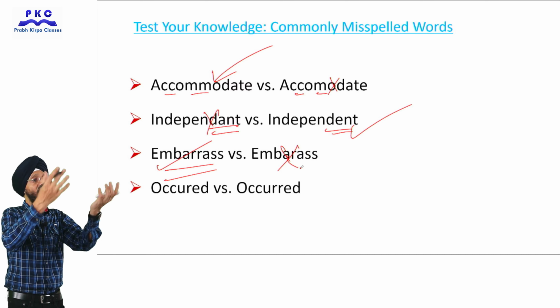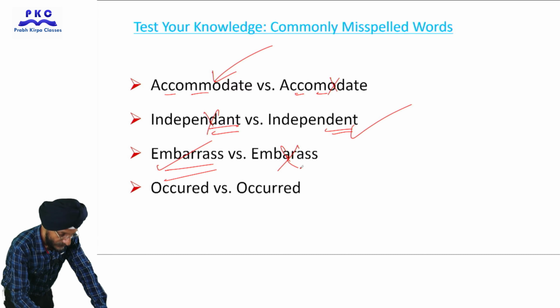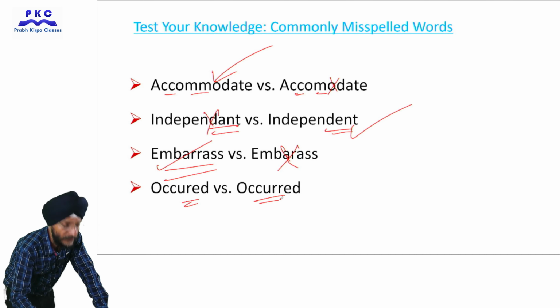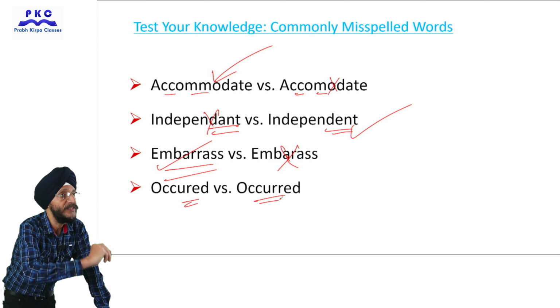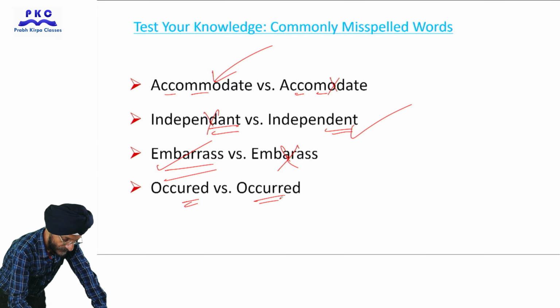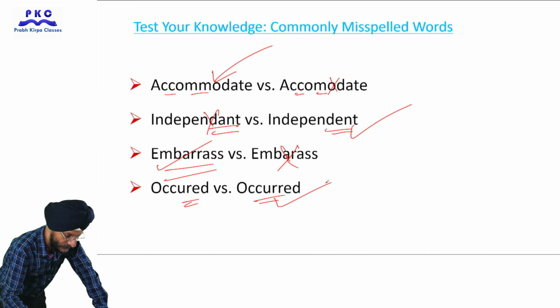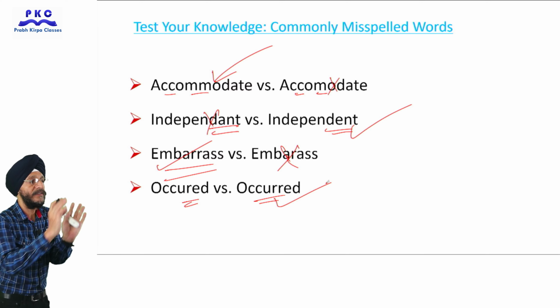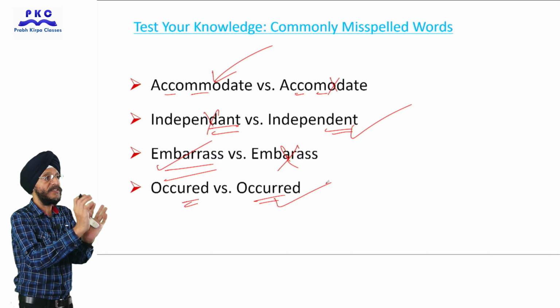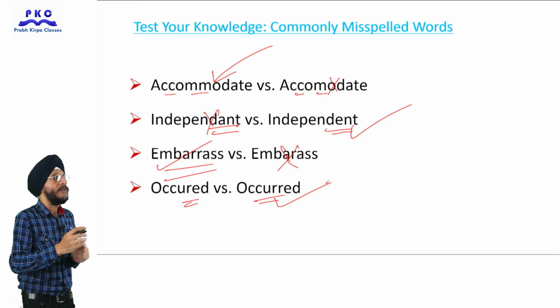The accident occurred yesterday. Which occurred? Whether it is correct or it is correct. Double C or double R? Double C double R or double C single R? This is correct. The accident occurred yesterday. Here it is double C and double R.